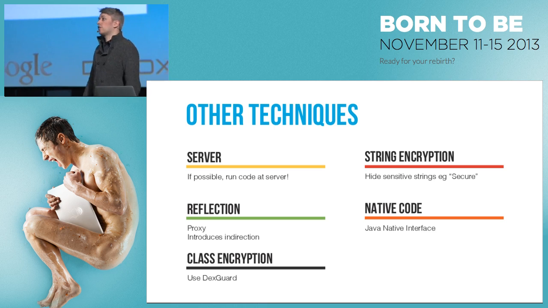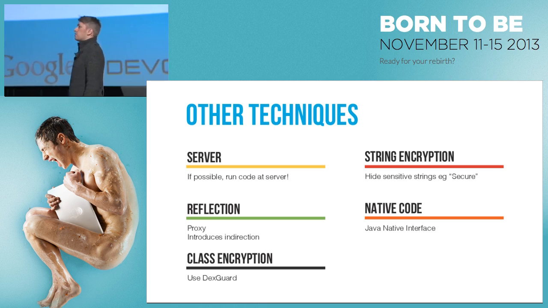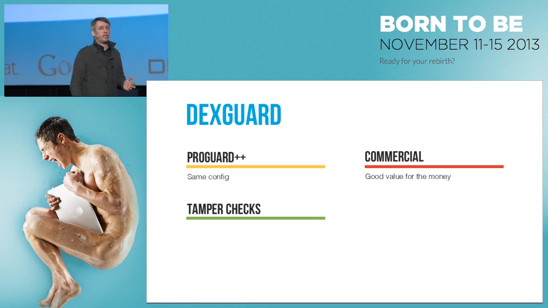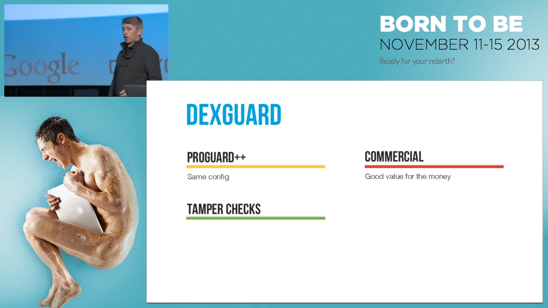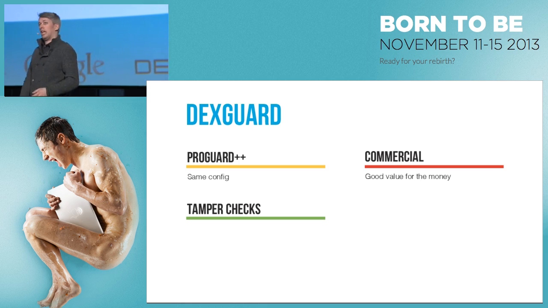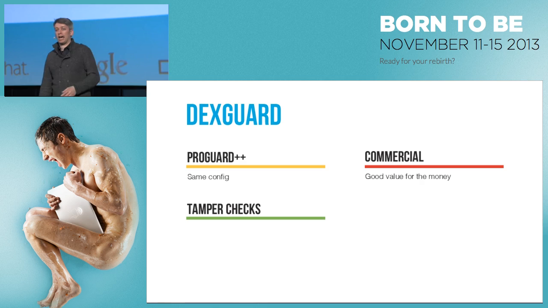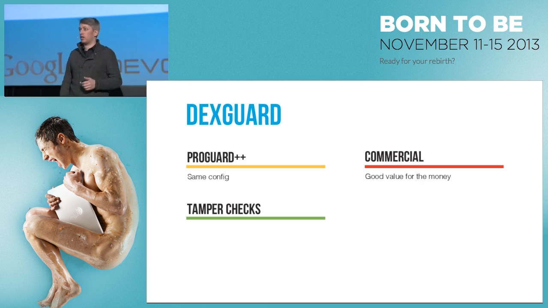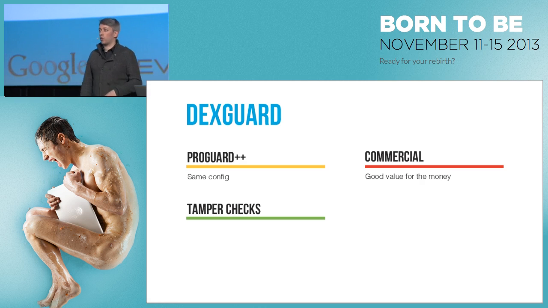Another one is even going a little bit further and doing class encryption. And a good tip for that is there exists a tool called DexGuard, which is very simply the big brother of ProGuard. It's from the same people, so it's all the same configuration and so on, but it's a commercial tool. It's not very expensive, and it's already implementing a lot of these techniques I mentioned on the previous slide. So it's really a quick win if you can go for a tool like DexGuard.